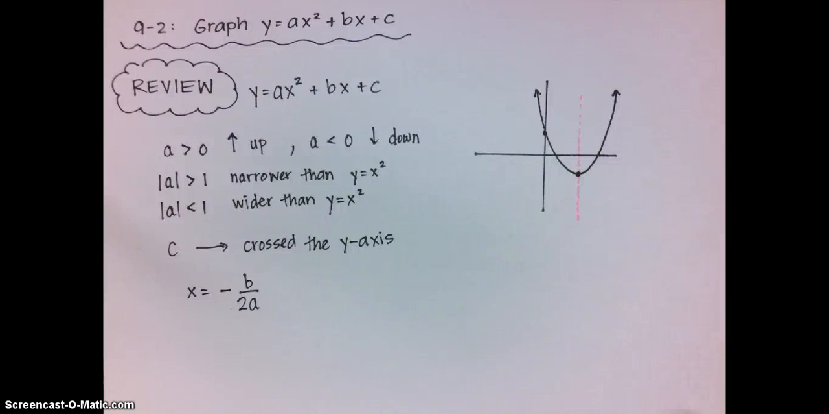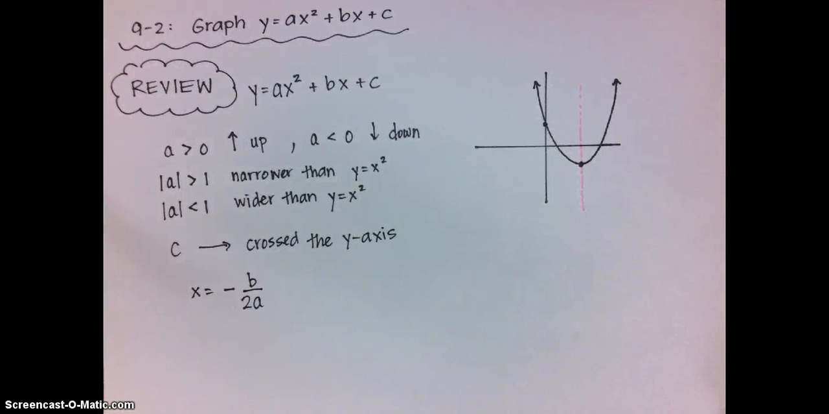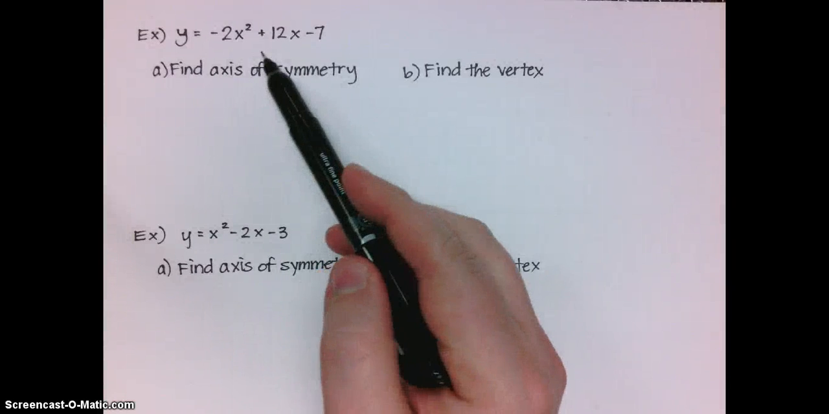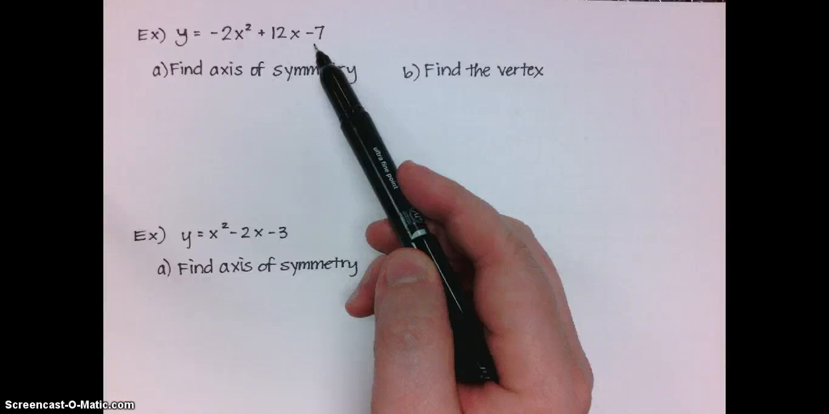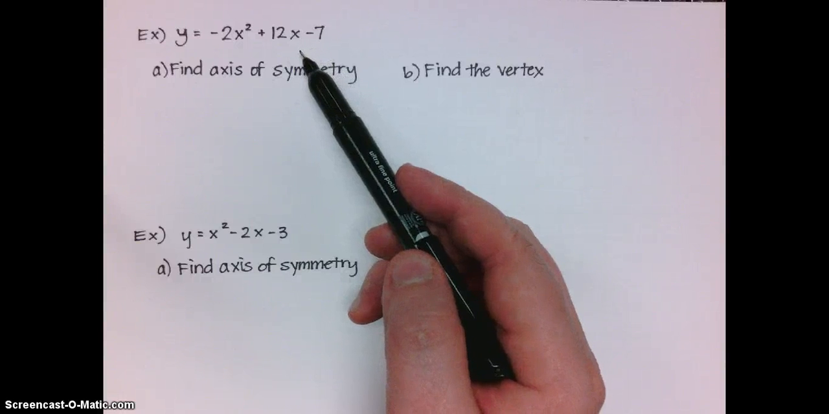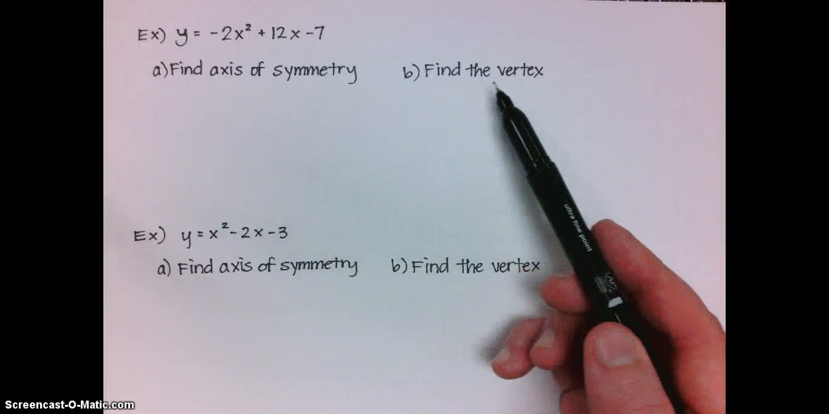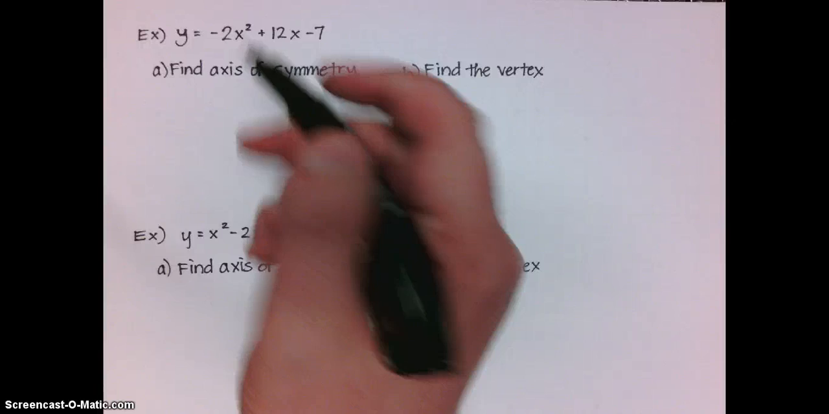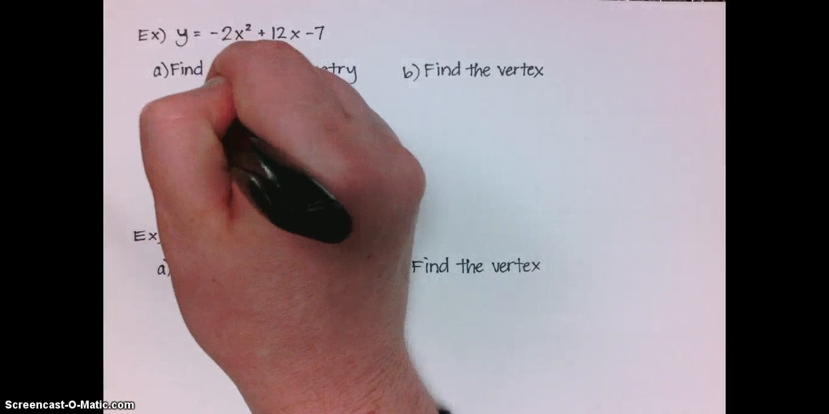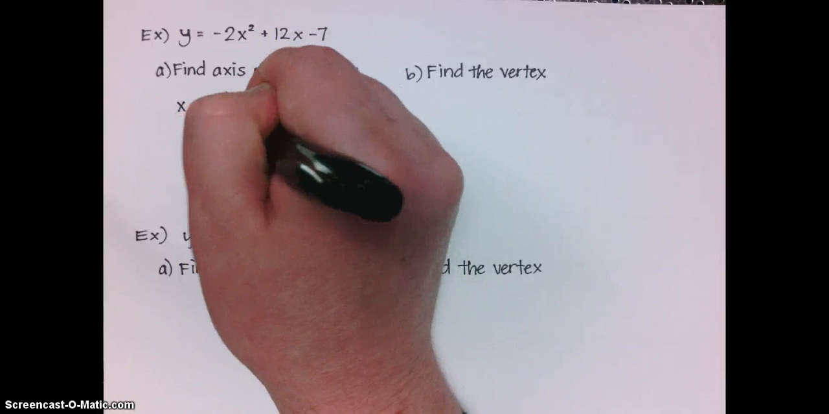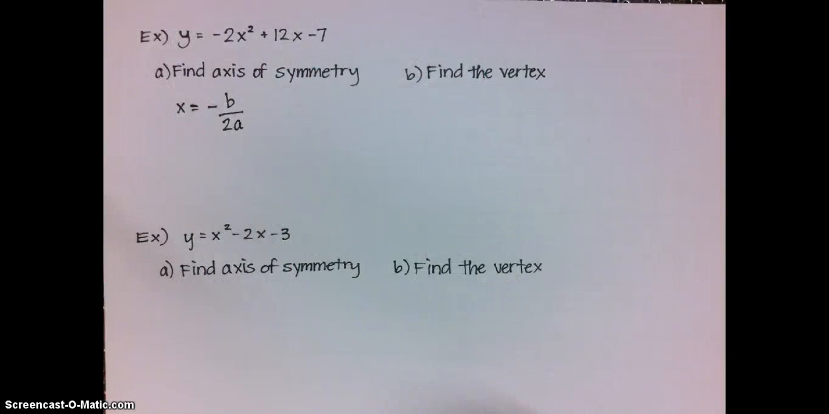So why don't we practice finding the axis of symmetry? The first one that we're going to practice with is y is equal to negative 2x squared plus 12x minus 7. What I want us to do with this quadratic function is to find the axis of symmetry, and by doing so, it's also going to help us find the vertex. To find the axis of symmetry, that means find the line. It's going to be negative b divided by 2a. This is going to be fairly simple.